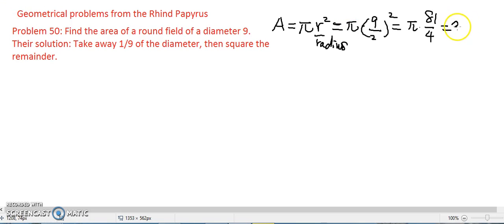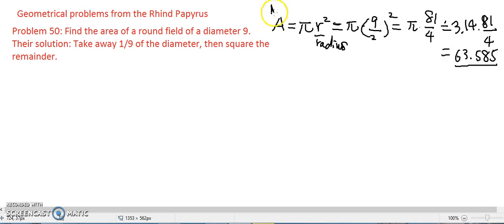And if we use the value of pi, 3.14, pi times 81 over 4, we can use a calculator. That will give us 63.8585. So this is, of course, an approximation. So this is our modern way again.